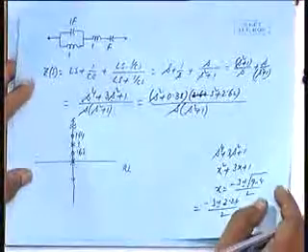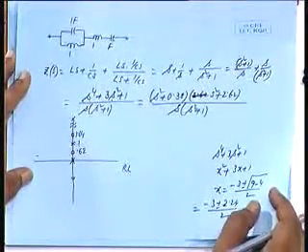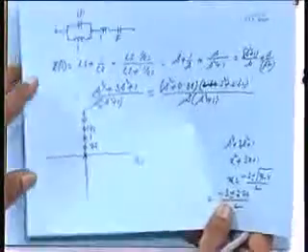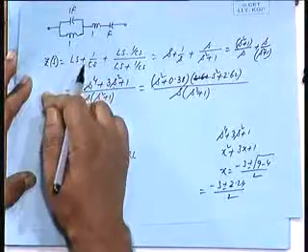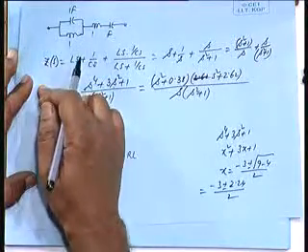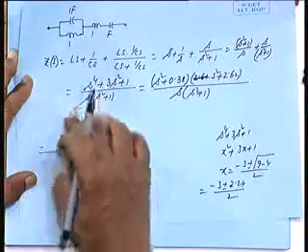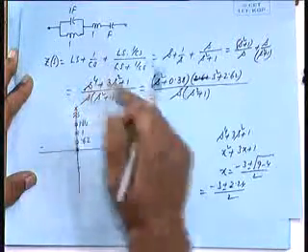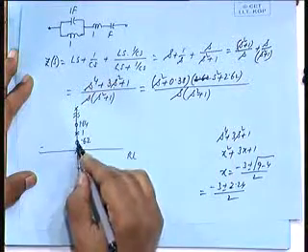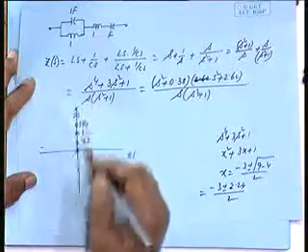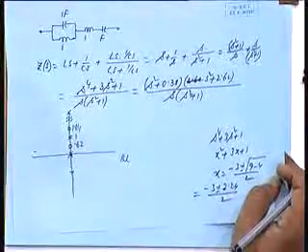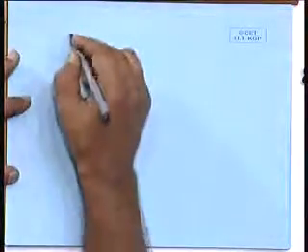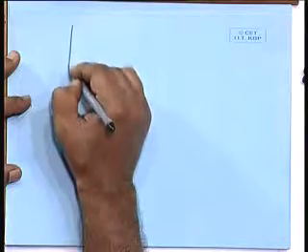So LC network, similar to this, if I take Ys, an admittance function, the poles and zeros will be just interchanging their positions. This will be a 0, this will be a pole, and so on. So there also poles and zeros will be appearing alternately. Henceforth, we will draw a diagram.